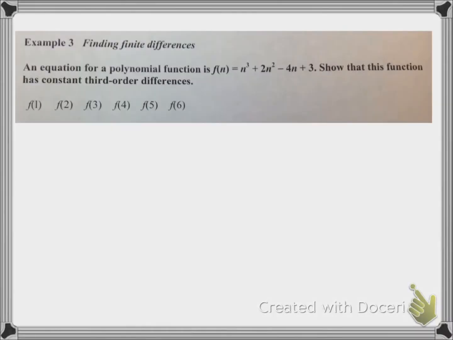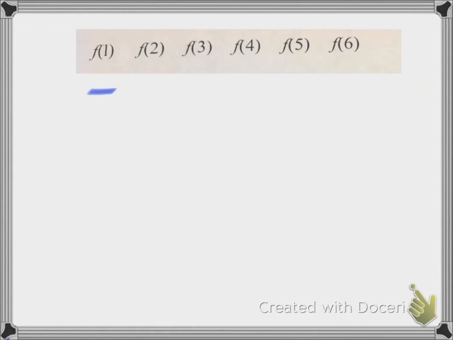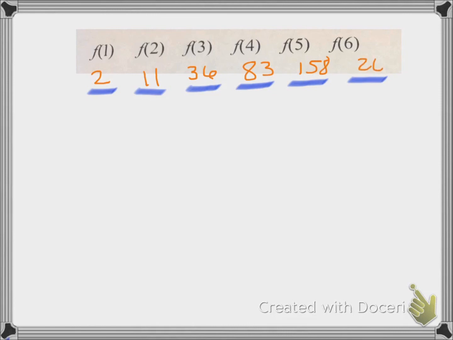Go to a table and get the numbers. Now, these are my numbers. So I'm looking for the value. In the table we saw 1 was 2, 2 was 11, 3 was 36, 4 was 83, 5 was 158, and 6 was 267. What we're going to have to do here is subtract. Now we're going to be subtracting until we're able to see the number end up being the same.